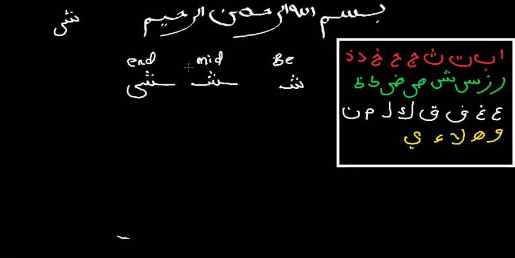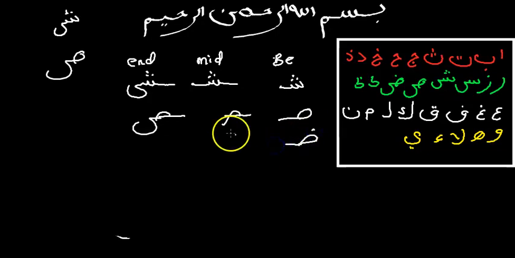Same thing with sinun and shinun, they're the same thing. The sadun, the isolated form is this. The beginning form, the middle form, and the end form is this. Same thing with badun, but it has a dot on top. The beginning form, the middle form, and the end form.